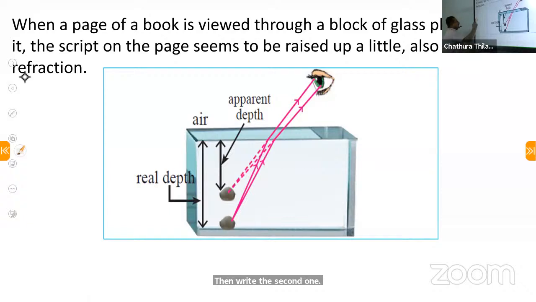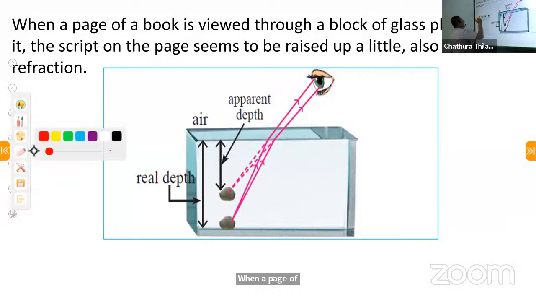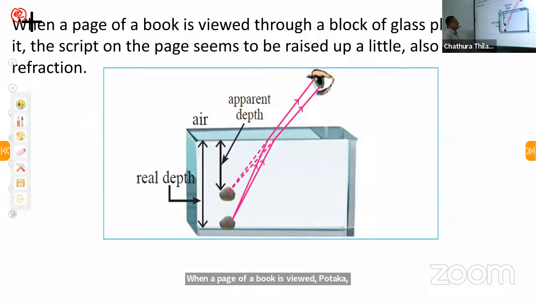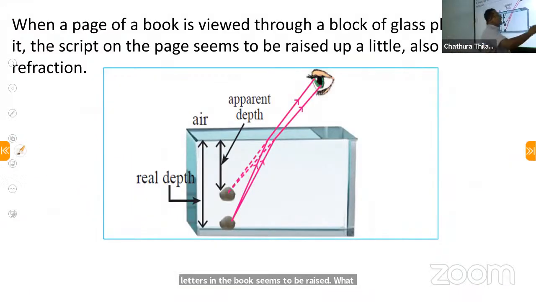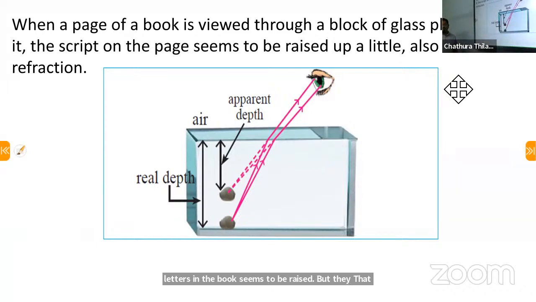When a page of a book is viewed, looking through a glass block, reading a book, the letters in the book seem to be raised. That is due to the apparent and the real depth too. Can you write number 2? When a page of a book is viewed through a block of glass, the script on the page seems to be raised up a little, also due to the refraction.